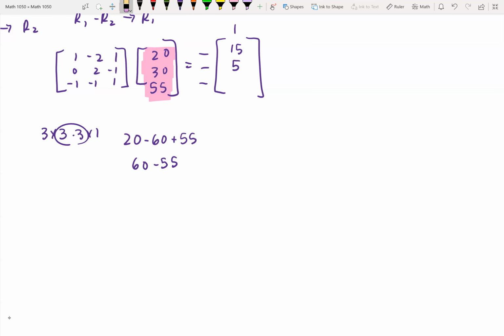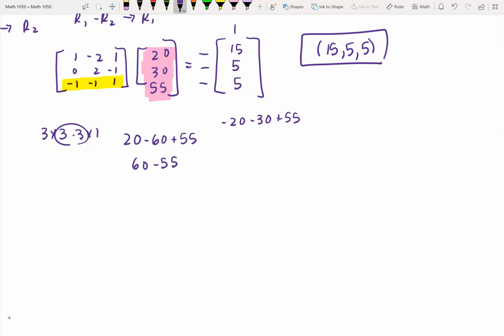Now I have to change rows. So I go here. Remember that the 1 comes down. So negative 1 times 20 is negative 20. Negative 1 times 30 is a negative 30. 1 times 55 is 55. Combine those and you get a positive 5. Your answers are the triple 15, 5, 5.